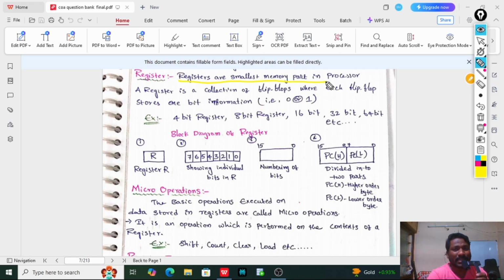Simply, a register is a very small memory unit in our computer architecture, and it is a collection of flip-flops. Flip-flop means it is a storage area where we can store either 0 or 1, which means it is a space where we can store at most 1 bit. A register is a collection of these flip-flops.